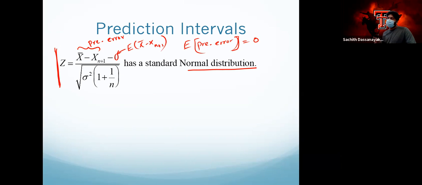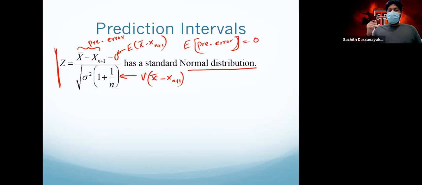Clear? Sometimes, I don't think in your case, but in general, we will have a value for the expected value of this prediction error, which means there is a bias in the prediction. That's why they mention this 0 here; otherwise it is useless to mention 0. So sometimes we will have a value for this. Then over sigma times the square root of 1 plus 1 over n, the variance of x bar minus x n plus 1 from the last slide, square root of that.